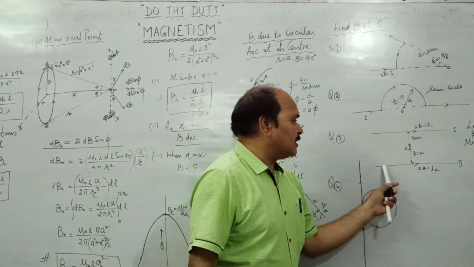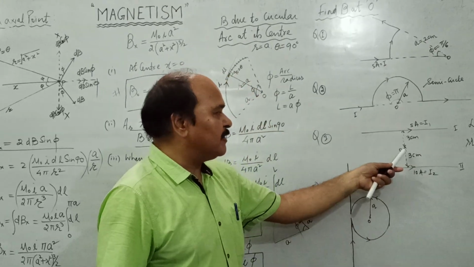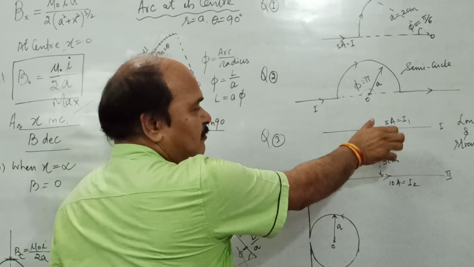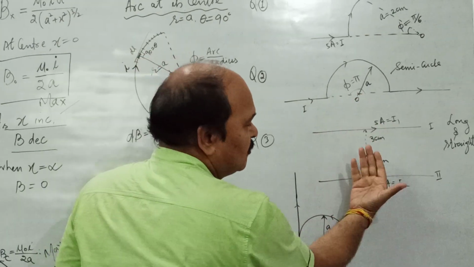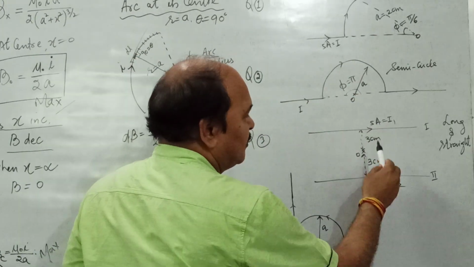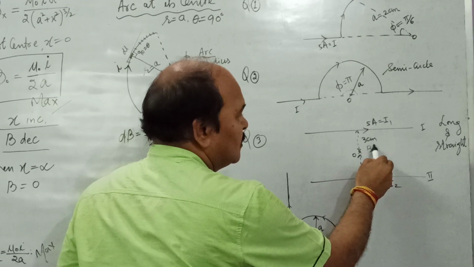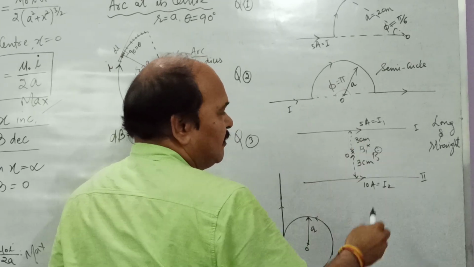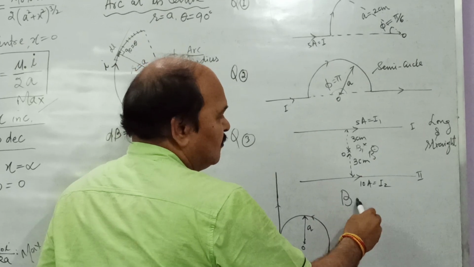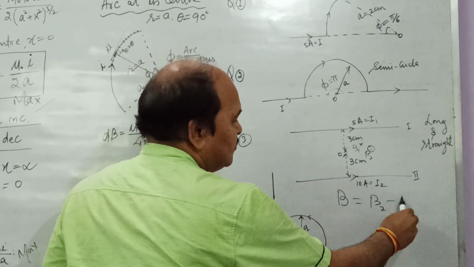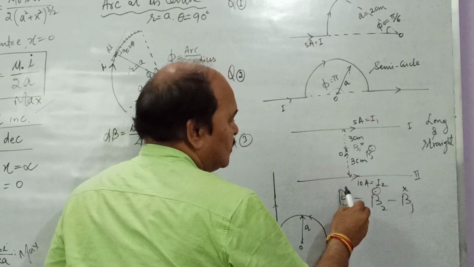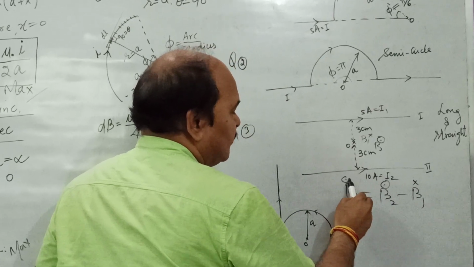These are two straight current carrying conductors, long and straight, and we want the magnetic field at O, which is the midpoint. Magnetic field because of the upper wire would be cross, and because of the lower wire would be dot. Both the field vectors are in opposite directions. Therefore, net field would be B2 minus B1. B2 is dot, B1 is cross. This is the value of magnetic field.